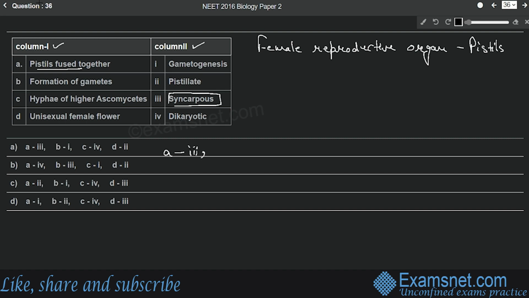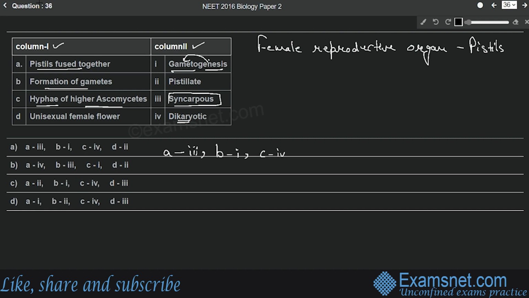Then the second one is formation of gametes. So we know that the process of formation of gametes is known as gametogenesis. That means formation of, or genesis of, gametes. So the correct match for B will be number 1. Then the third one is hyphae of higher ascomycetes. Ascomycetes are the fungi, right? And hyphae of higher ascomycetes are dikaryotic. So the correct match for C will be number 4.